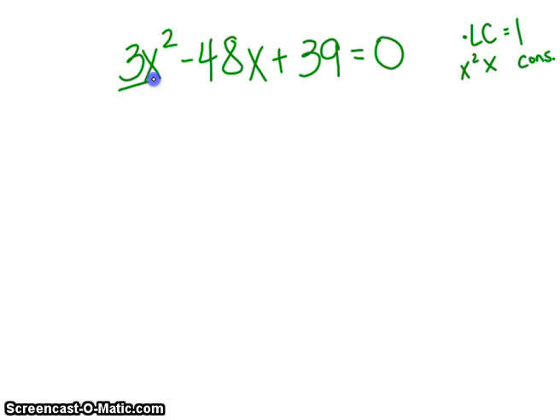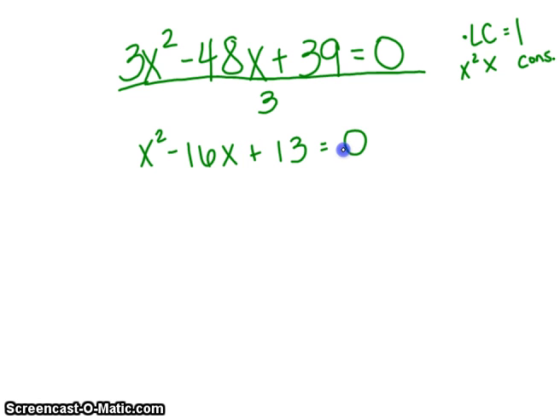The leading coefficient is 3, so right now we're going to go ahead and divide everything on both sides by 3. So this equation will become x squared, negative 48 divided by 3 is going to be a negative 16x, and then plus 13 equals 0. So we're almost there. We have the leading coefficient of 1 now, so that's taken care of. Now we just need the x squared and x's together and the constant on the other side. So that means I need to take away 13 from both sides of the equation. So we have x squared minus 16x equals a negative 13.